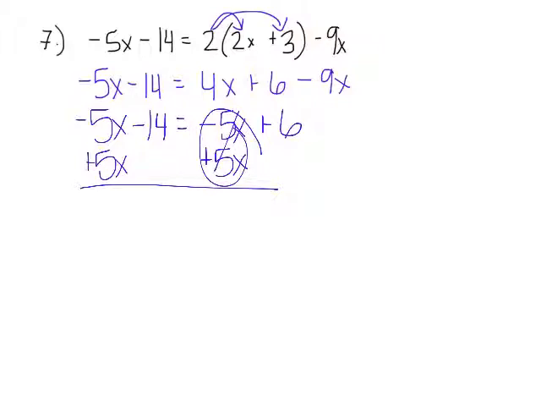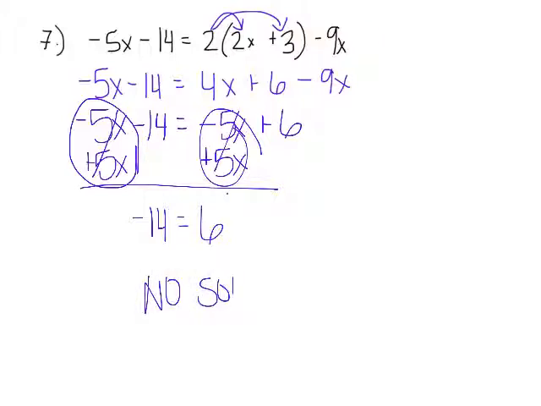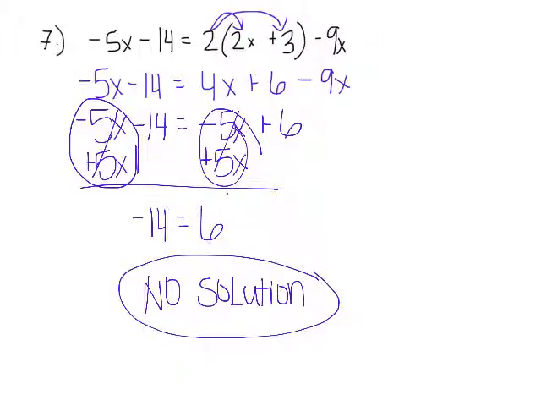And I notice that there's my 0 pair, but I actually have another 0 pair here because negative 5x plus 5x equals 0 as well. So all I'm left with is negative 14 equals 6. Well, when my variables drop out, I can't have negative 14 equals 6. So actually, this answer is considered no solution. There is not a solution that we could find that would work for both sides of my equation to get the exact same answer.